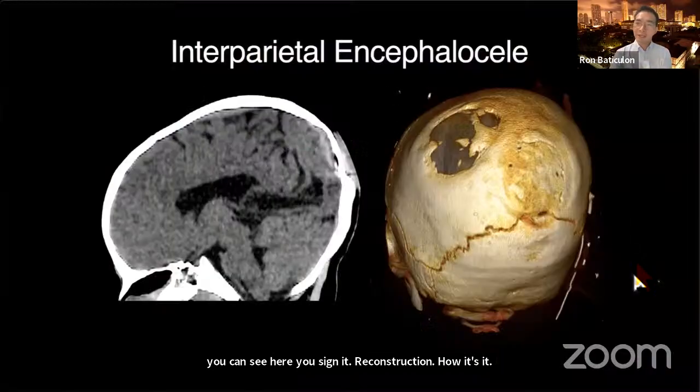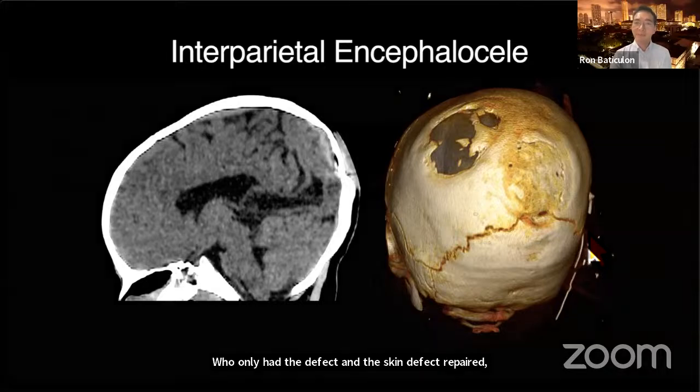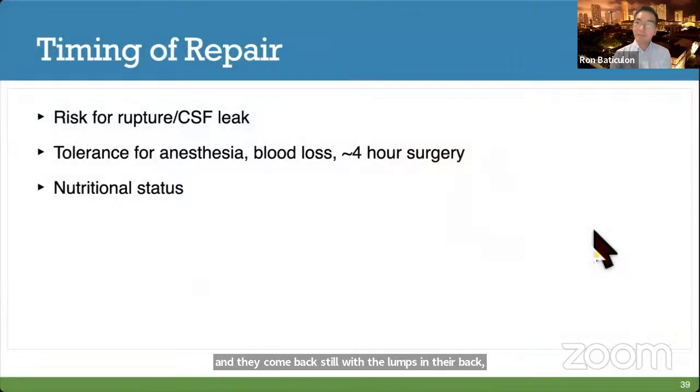Some of my colleagues actually would not replace bone, but I've seen patients who've only had the dural defect and the skin defect repaired, and they come back still with the lumps in their back, especially if there's concomitant hydrocephalus. Now, the timing of repair, as I've said, you need to consider a few things. First, is there a risk of rupture or CSF leak? If there's a risk of rupture or CSF leak, you need to do surgery urgently.